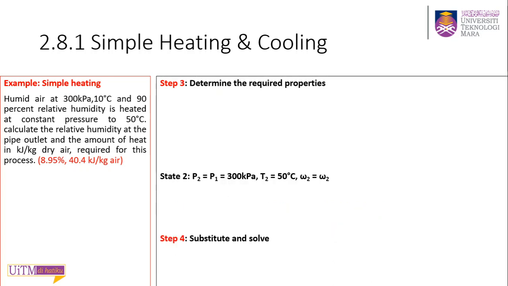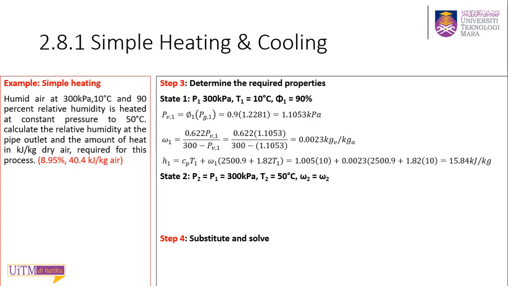Okay, so next, step 3, we find the properties. So state 1, we have to calculate omega 1, but before we calculate omega 1, we have to find PV1. So we calculate PV1 first and then substitute into the equation to calculate omega 1. And omega 1 here equals omega 2. Okay, and then for enthalpy at state 1, to calculate the amount of heat added just now, we have to calculate the enthalpy at state 1. So we use the equation, we fill in the values, and we calculate H1.